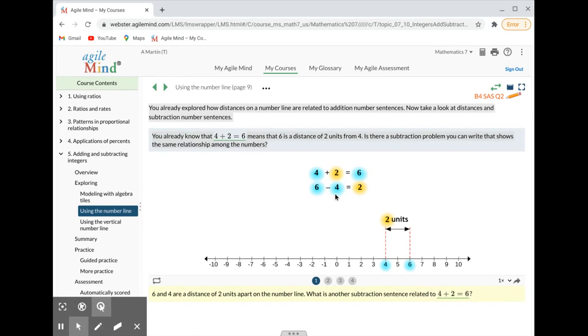What, you said 4 minus 6? Right here. It said, what is another subtraction sentence related to 4 plus 2 equals 6? We've already done 6 minus 4 equals 2. So could we say 6 minus 2 equals 4? Perfect.